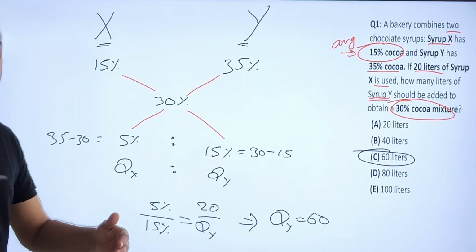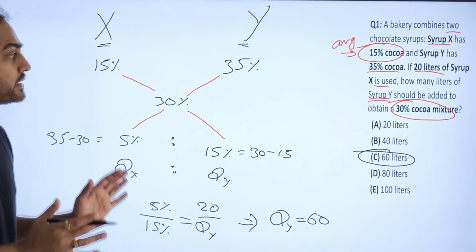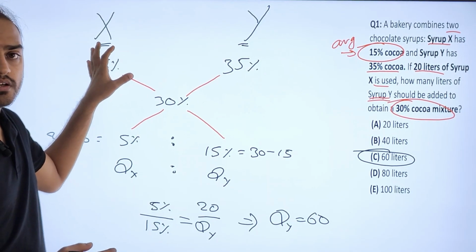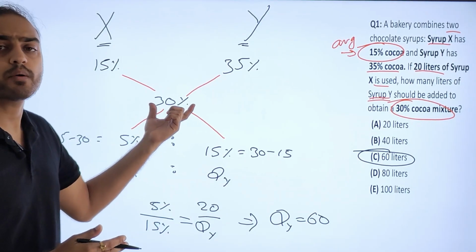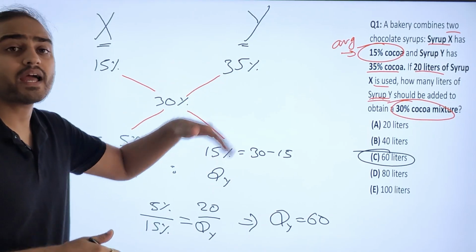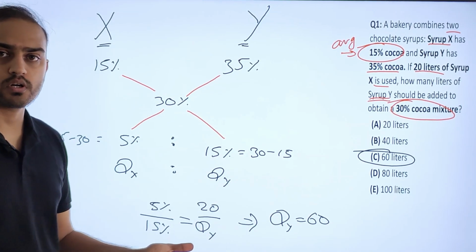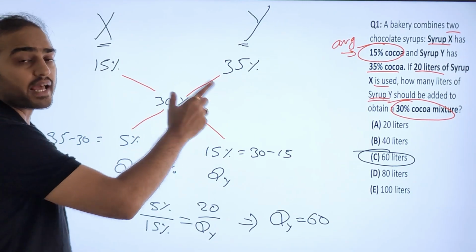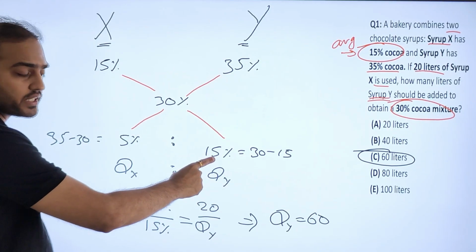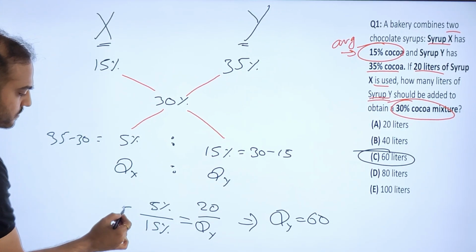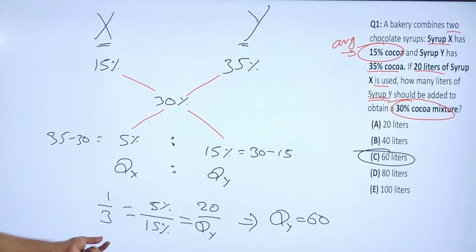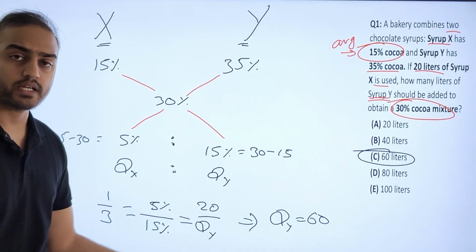Again, bringing it back to our logic to understand this method: Y had 35%, X had 15%. When they mixed, why did the total come to 30%? Why is the total closer to Y? That means quantity of Y has to be more. How much more? That depends on the quantity ratio. We found the difference ratio, and if you simplify it, it is 1:3. So the quantity ratio also has to be 1:3.